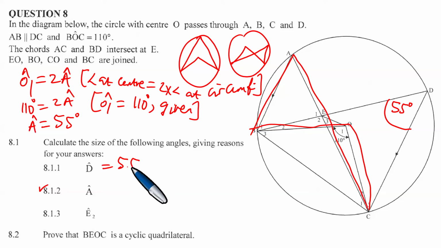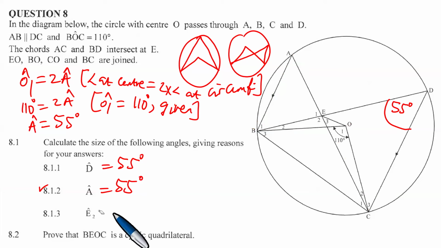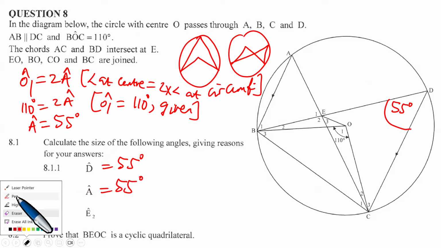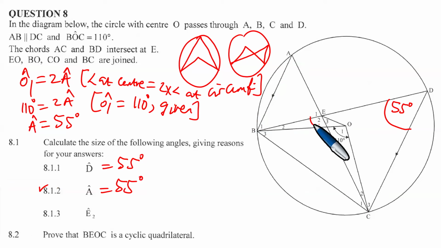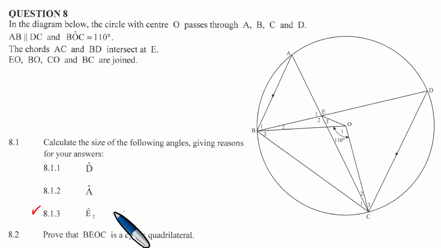This one is 55 degrees. This is also 55 degrees. We want to find the size of the angle E2. How to find the size of the angle E2? Angle E2 is an angle that sits exactly there in that part of the diagram, and therefore, how do we get the size of the angle E2? So we proceed to try that one.